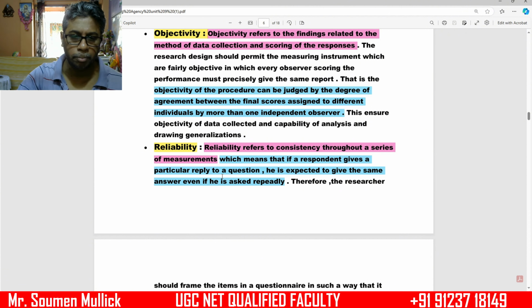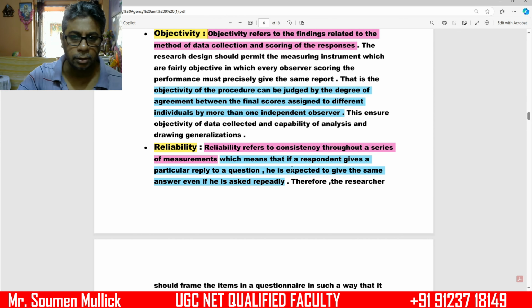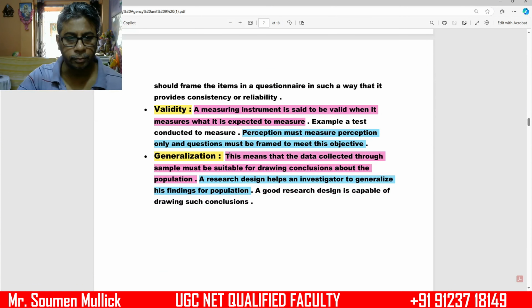Next up is validity. A measuring instrument is said to be valid when it measures what it is expected to measure. As an example, perception must measure perception only. Questions must be framed to meet this objective. What is expected to measure? That is called validity.